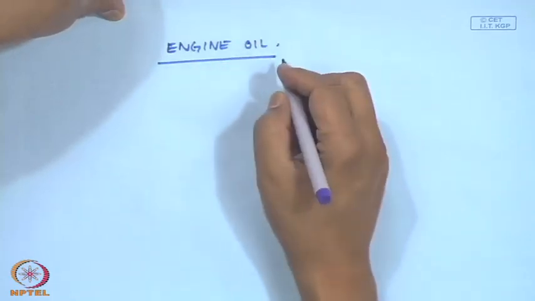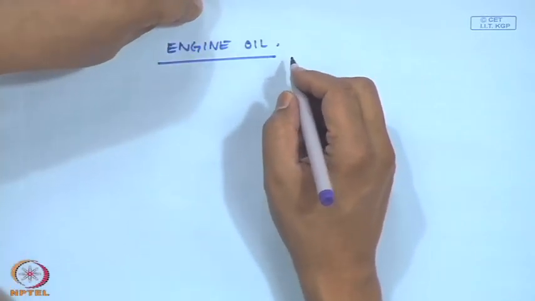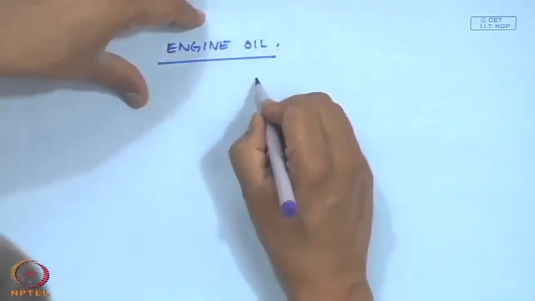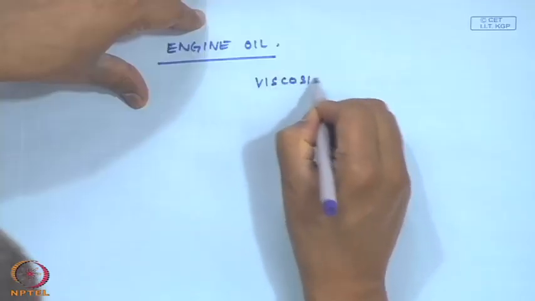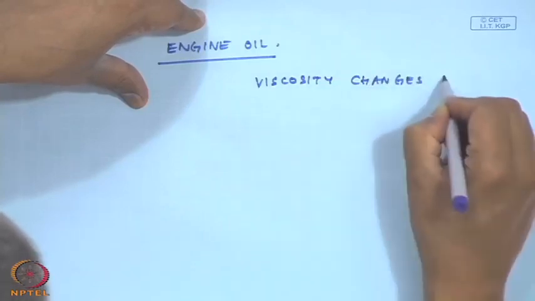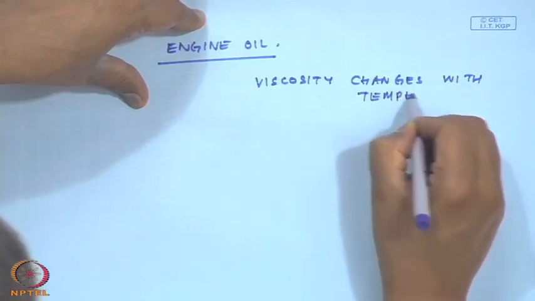Particularly, not in our countries, but in the countries in the northern or the southern hemisphere, close to the poles, there is actually a lot of temperature variation. So, viscosity changes with temperature.